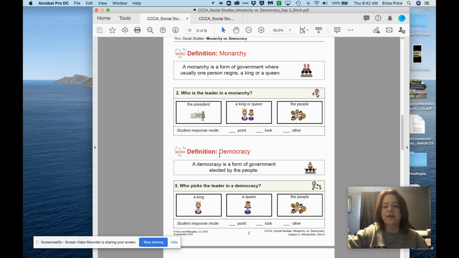Let's go ahead and look at our next word. Democracy. What's a democracy? Does anybody know? Well, the definition's here, so let me just read it. A democracy is a form of government elected by the people. The people is kind of the big word.